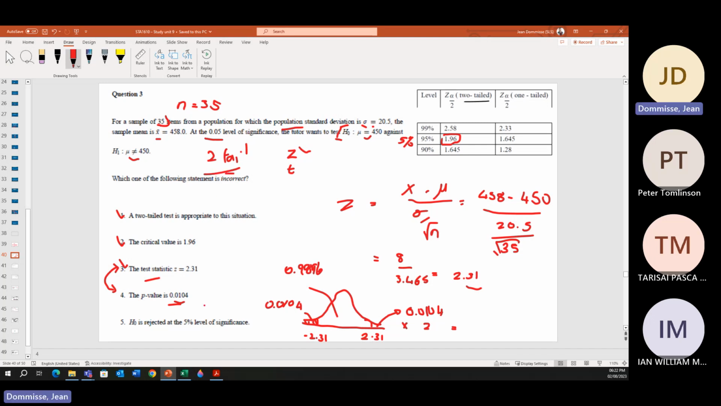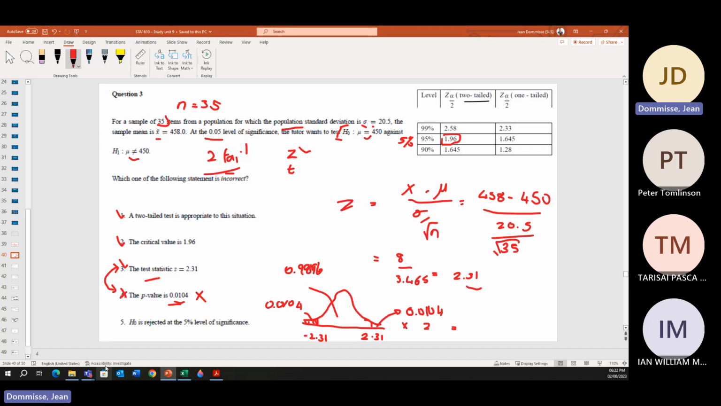Okay, so the catch in this question is they're giving us the right value, but they're giving it to us as if we were calculating a one tail. So when we deal with a two-tail, whatever the probability is, we will need to multiply it by 2. That would have been the mistake in this one.